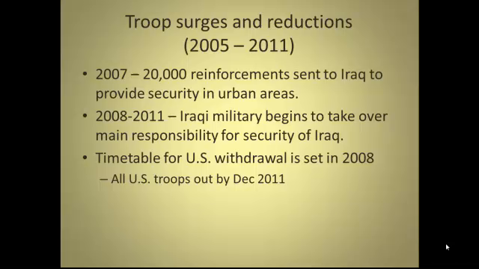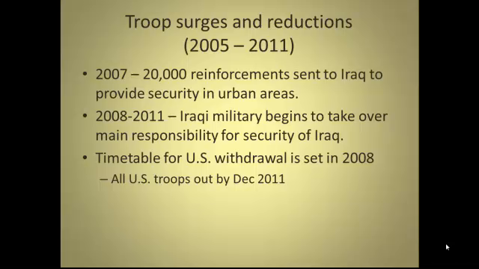So, while fighting the insurgency, the United States underwent a series of what were known as troop surges, as well as troop reductions. In 2007, the United States decided to send 20,000 more soldiers to Iraq to try to provide security in urban areas that had come under attack by insurgents. In 2008 to 2011, the Iraqi military was finally ready to begin taking over the main responsibility for the security of Iraq.